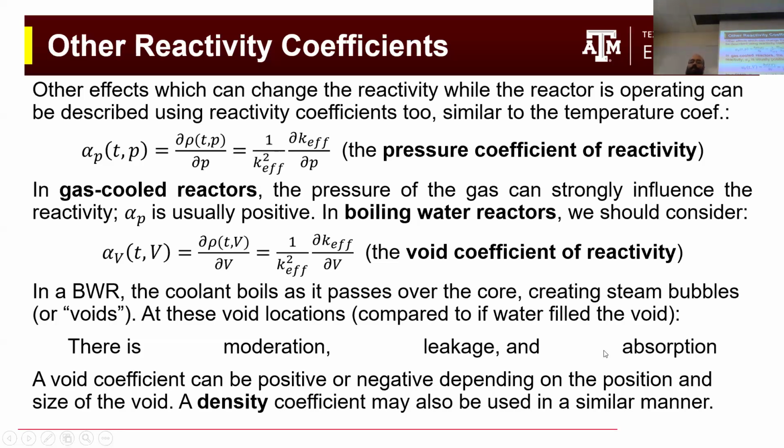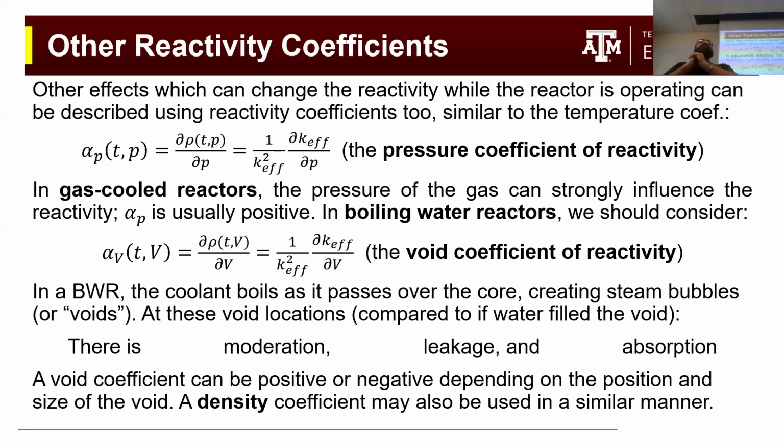The void fraction is important because, in a boiling water reactor, coolant comes over the bottom of your fuel rods and then the coolant rises. As that coolant rises, it boils. So halfway up the core, you don't have water, you have steam of a certain quality.